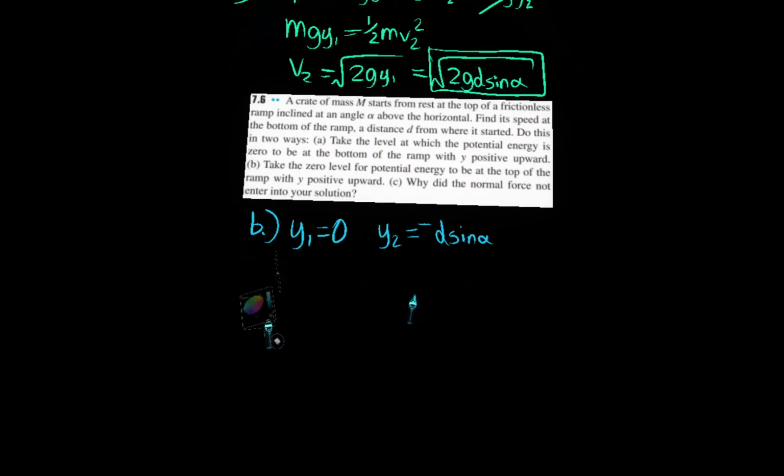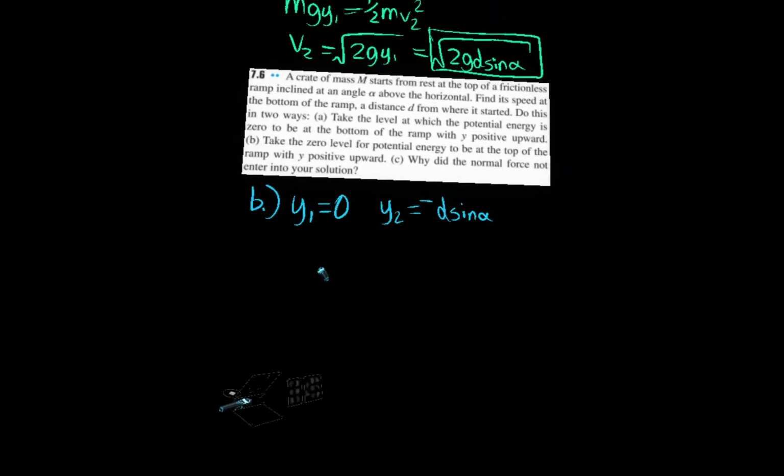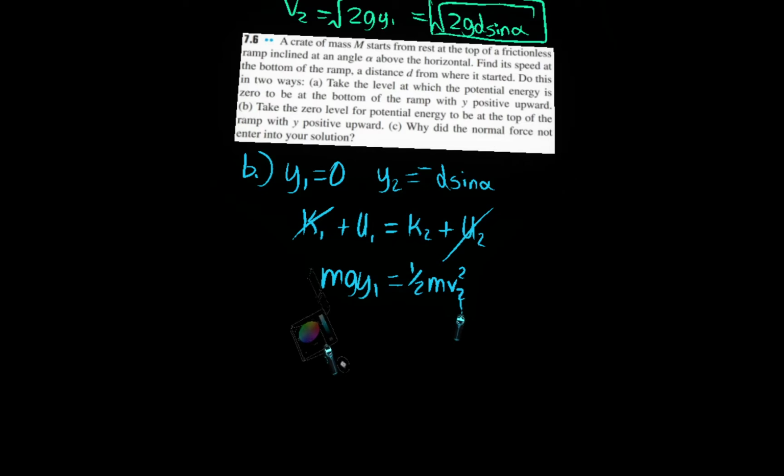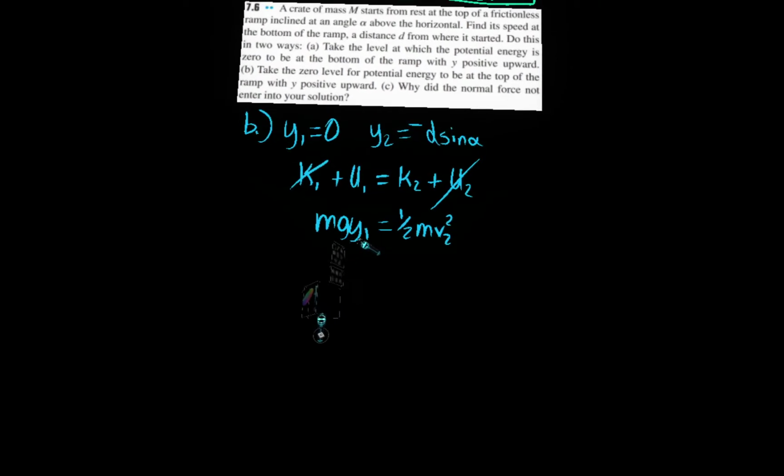Okay, so now we basically just do the same thing. We're going to apply our K1 plus U1 equals K2 plus U2. The same stuff applies. There's no kinetic energy at the start, and there's no potential energy at the end. So we have mgy1 is equal to 1/2 mv2 squared. And so then we solve for v2 again.